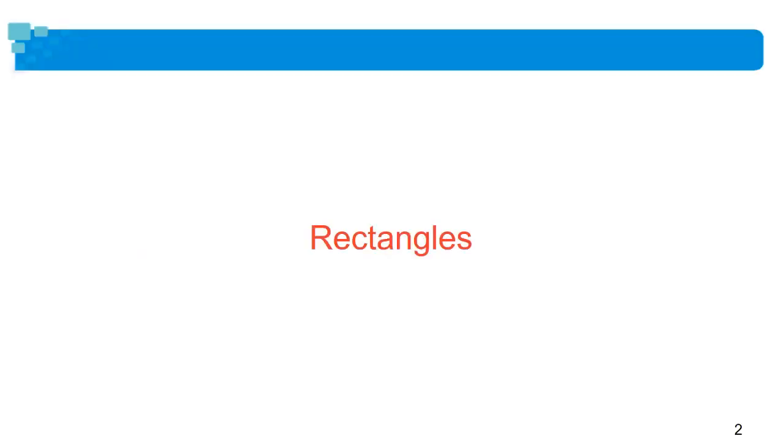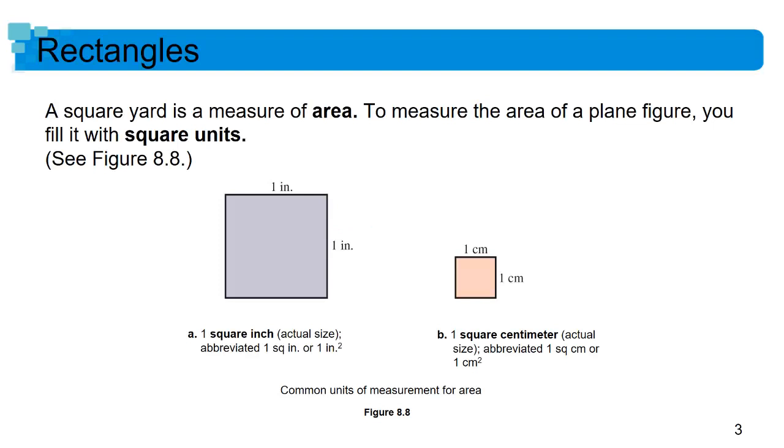Welcome to our discussion on area. We're going to start off with the most basic shapes to find area of, and those are rectangles. Now, of course, these are squares, but remember a square is just a special kind of rectangle. It's a rectangle where all four sides are the same instead of just the opposite sides being the same.